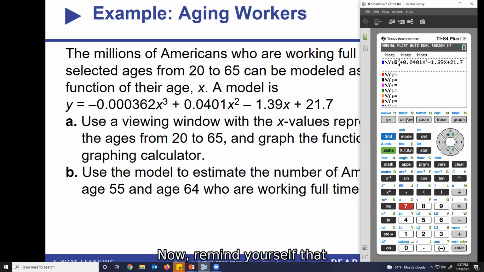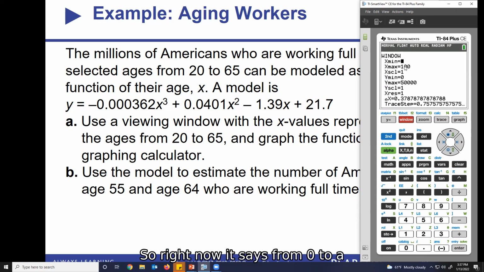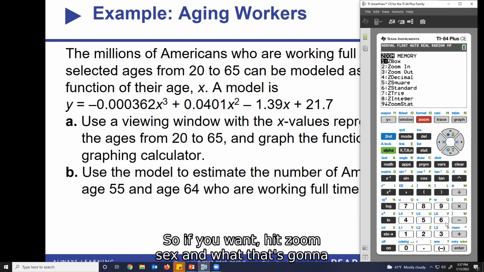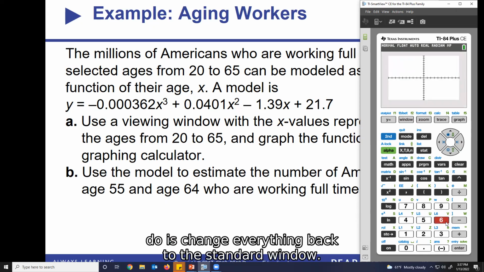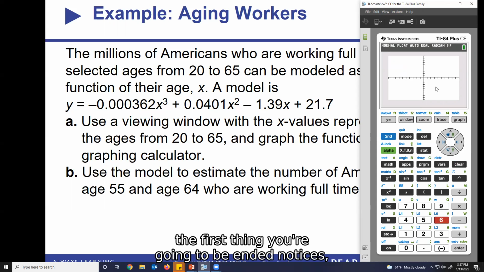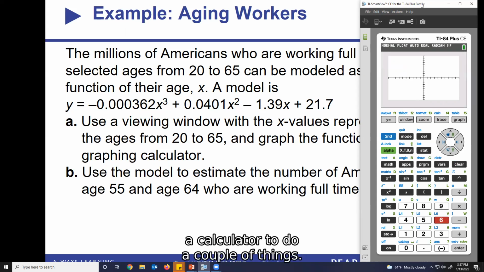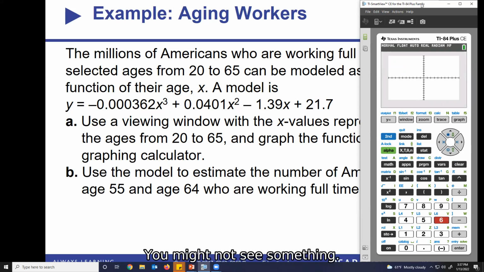Now, remind yourself that right now our viewing window was the last window that we looked at. So right now it says from 0 to 100 and then 0 to 50,000. If you want, hit zoom 6, and what that's going to do is change everything back to the standard window. Now when you do the standard window, the first thing you're going to notice is you don't see anything. This is very common when using a calculator. You might not see something.